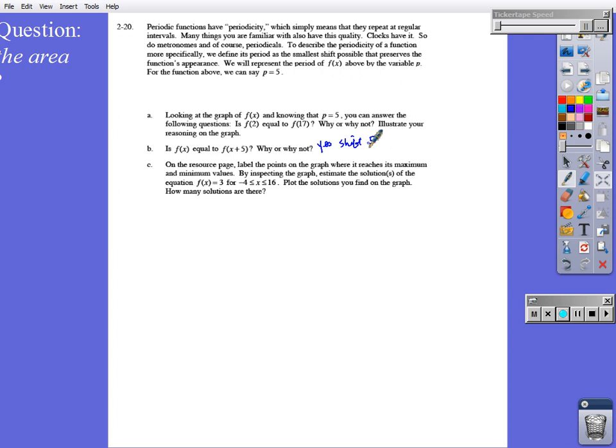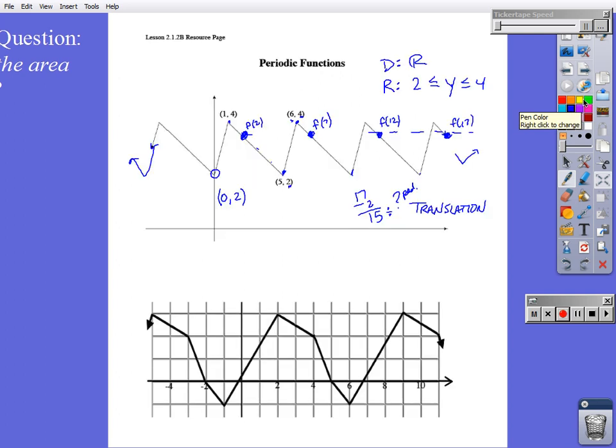On the resource page, label the points in the graph where it reaches its maximums and minimums. By inspecting the graph, estimate the solutions to the equation. Okay, if x is 3, from negative 4 to 16, plot the solutions on your graph. How many solutions are there? So here it says max and mins, label those, which you can all do. They just keep repeating themselves.